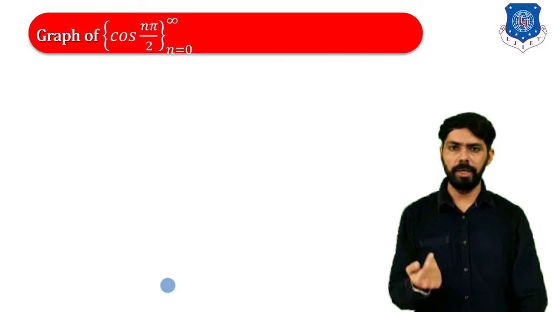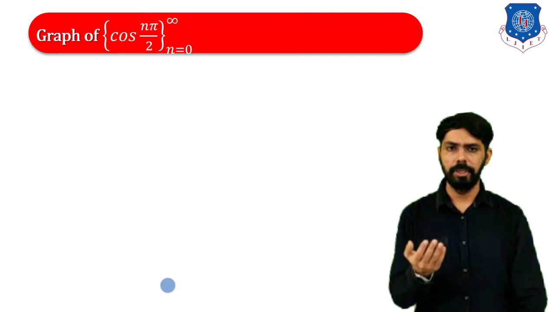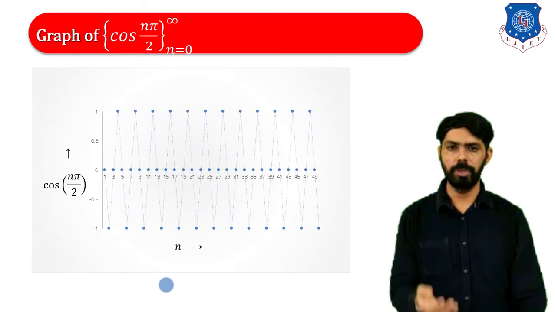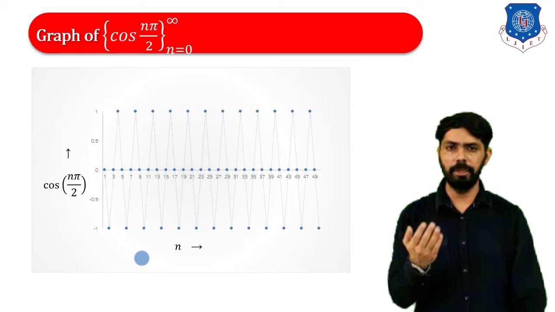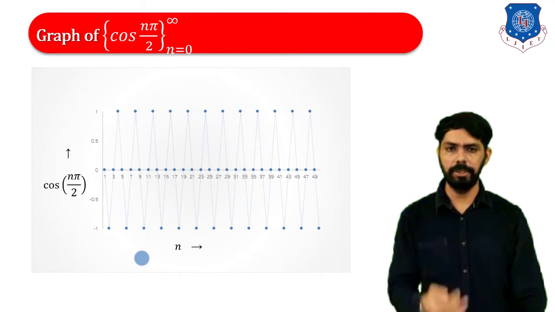Now let's have a look at the graph of the third sequence, that is cos n pi by 2, where n varies from 0 to infinity. So if you look at the graph, then by putting different values of n in cos n pi by 2, we will get this graph.